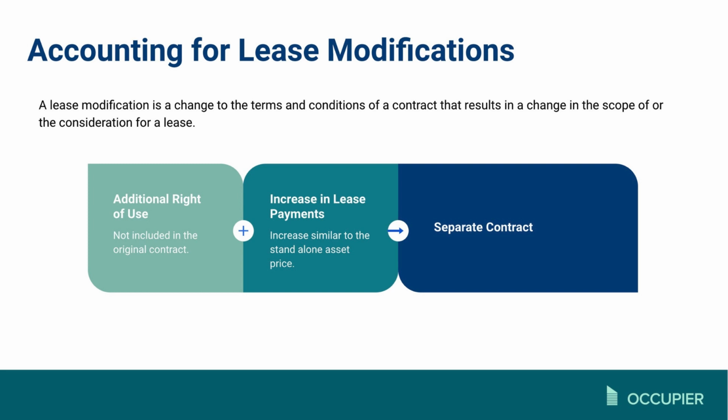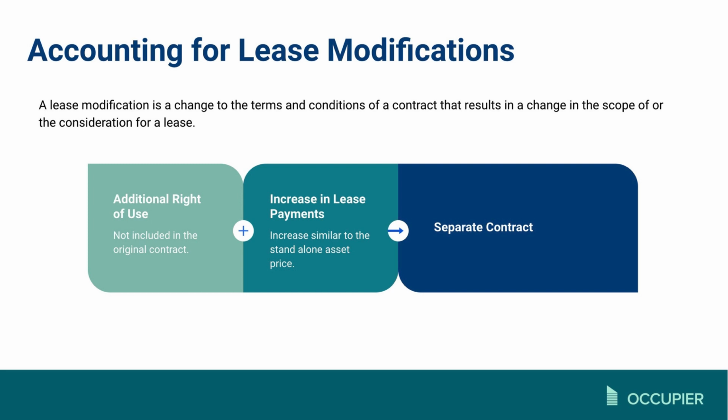Let's level set here on what a lease modification is. That is any change to the terms and conditions of a contract that results in a change of scope or the consideration of the lease. The consideration could change based on the timing of it or the amount of it. So a lease modification can be a lot of different things.